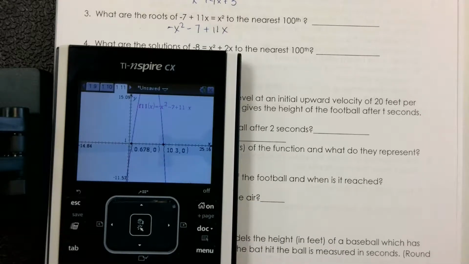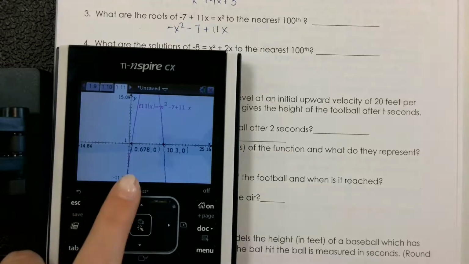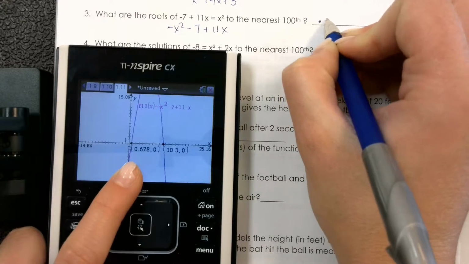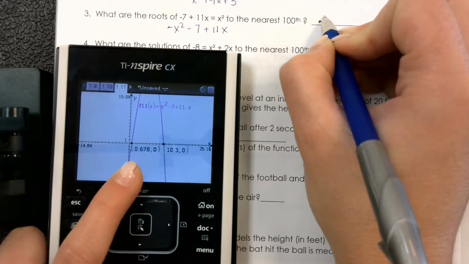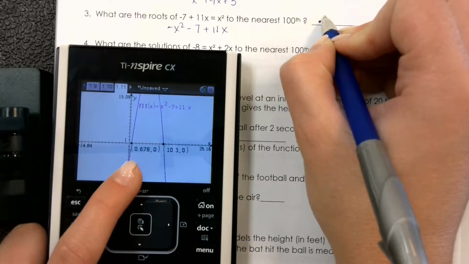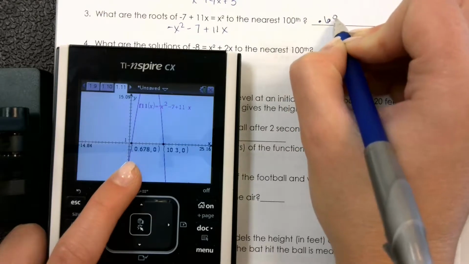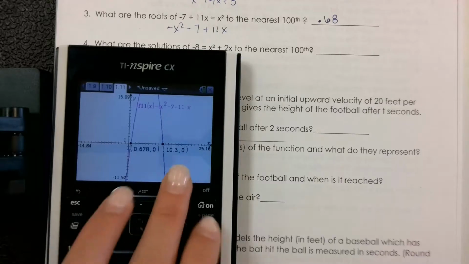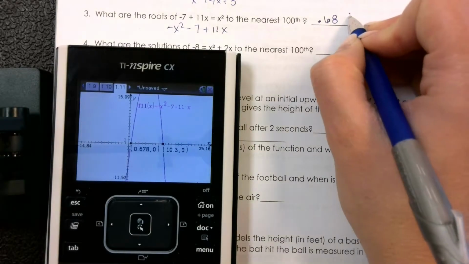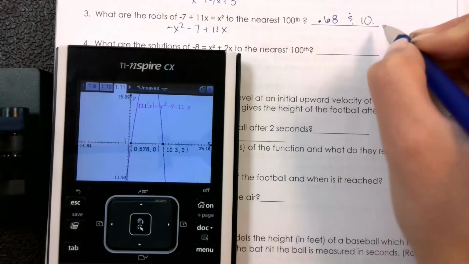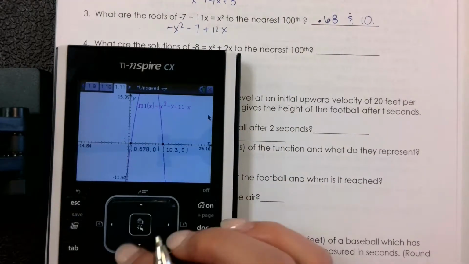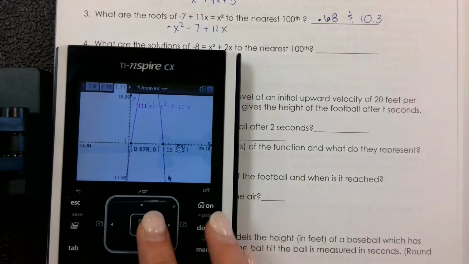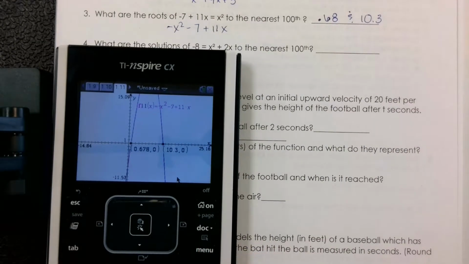So it wants you to round to the nearest hundredth. So for that first zero, what are we going to round that to? 0.68. Is that okay? Then for your second zero, what was that one going to be? 10 point what? 3. Okay, I thought I heard somebody saying 4 earlier. Are we okay with those?